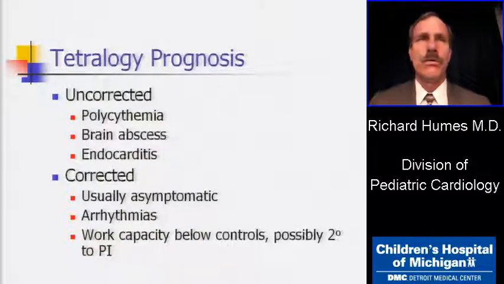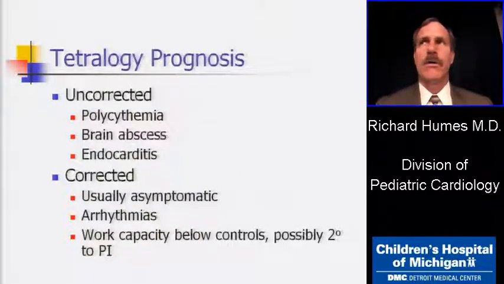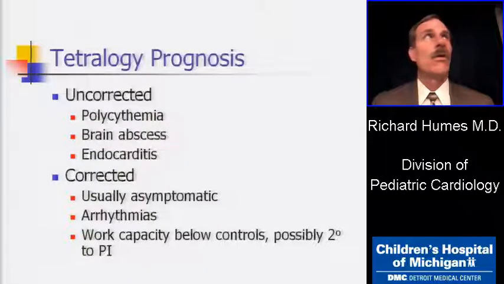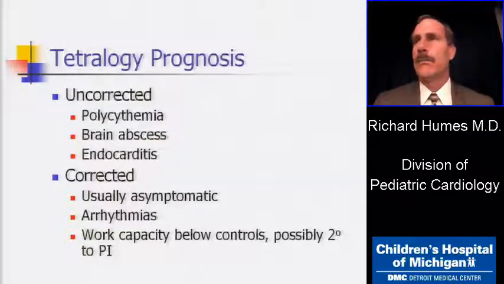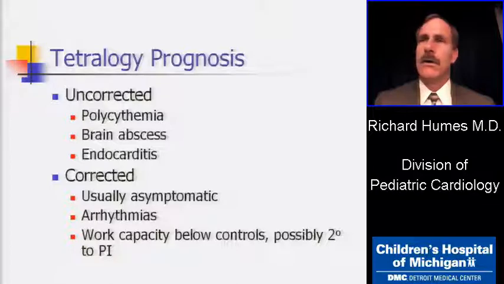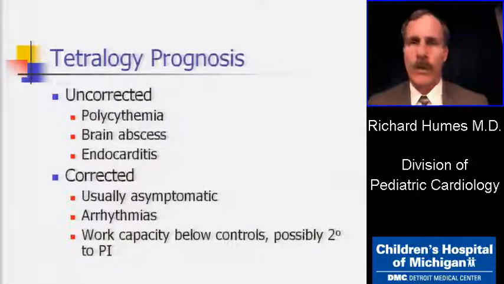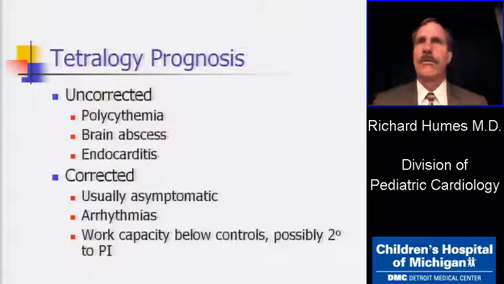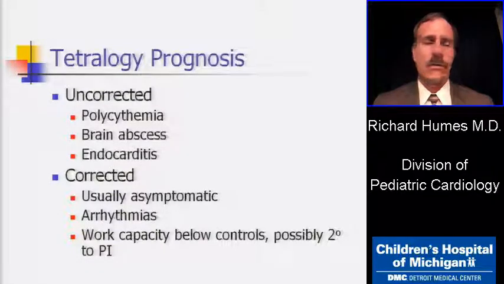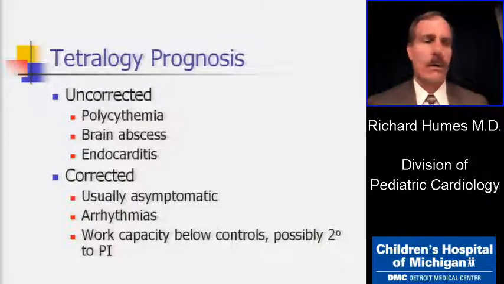A lot of this is due to the fact that many patients with tetralogy are corrected with what's called a transannular patch, where the pulmonary valve is incised and a patch placed over it. This results in a fair amount of pulmonary regurgitation, which makes the right ventricle somewhat less efficient, so that can decrease their work capacity.